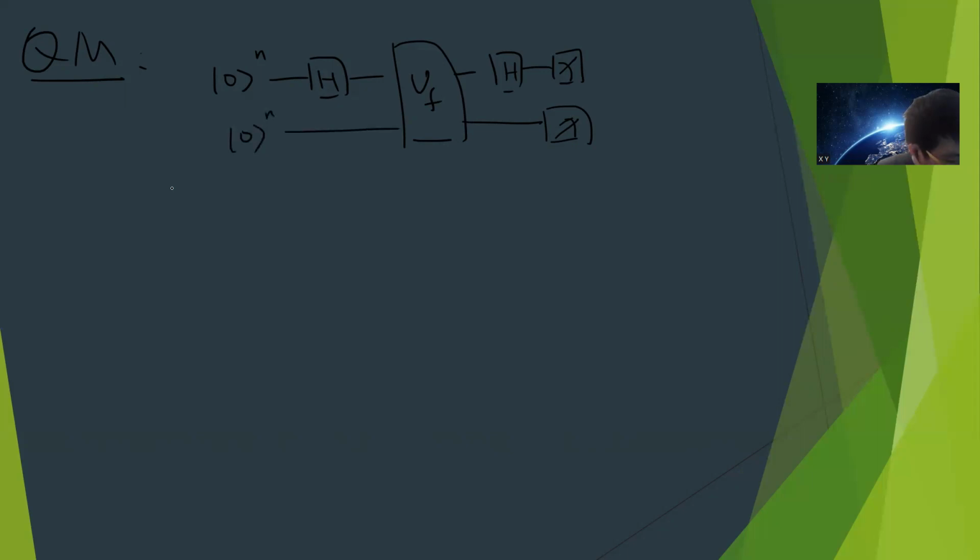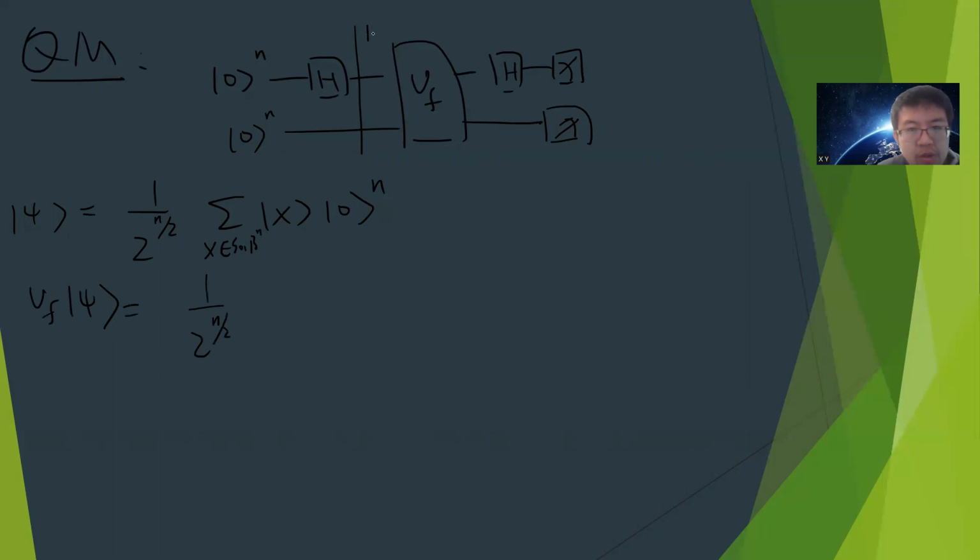Okay, so you have this circuit, and your initial state is basically 1 divided by n choose 2 times x, 0 1 to n. After you apply the Hadamard, this is x, 0 1 to n. Once you apply Uf, then you will get this. So let's say this is stage 1, stage 2, and stage 3. Okay, so after stage 1 and stage 2, you get x.